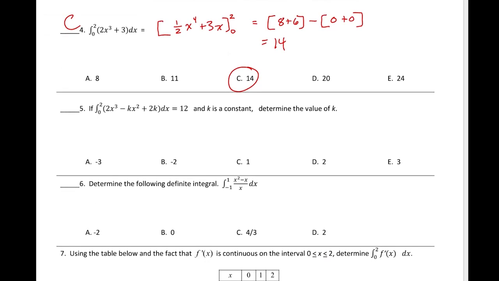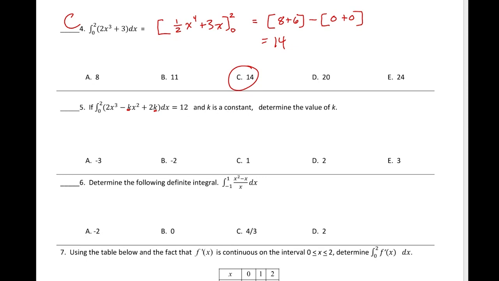For number 5, we've got another definite integral, but on this one they gave us the answer. So they gave us the total area and did not give us a constant that's sort of embedded in that expression. So what we're going to have to do is set up an equation using that fundamental theorem and solve for k. So the integral from 0 to 2 of this, we need to find that antiderivative. So if we raise that, it's going to be x to the 4th. 2 divided by 4 is 1/2. So 1/2 x to the 4th minus, let's see, k over 3. This can be ugly, times x cubed.